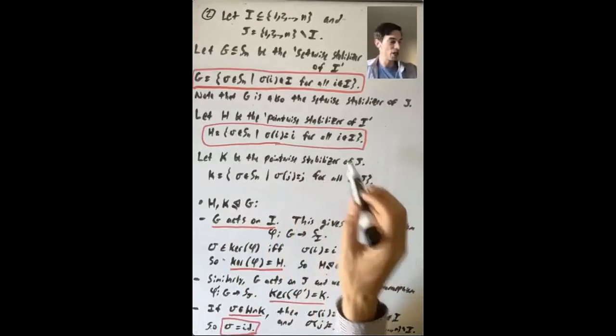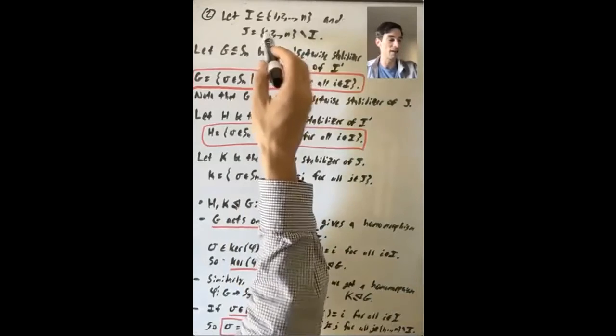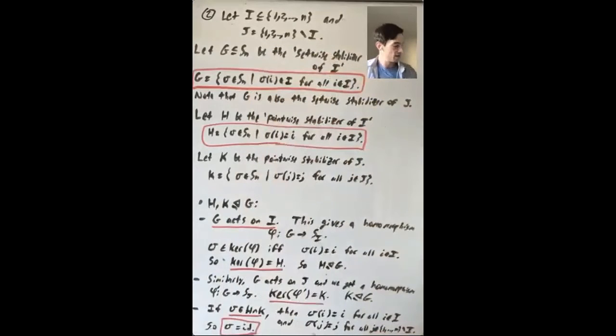But this set capital J is the complement of I. So it's everything else in 1 up to n except I. So what does that mean? Sigma fixes everything in I, and it fixes all of the other things that are not in I. So sigma has to fix everything from 1 up to n. So that means that sigma is the identity.